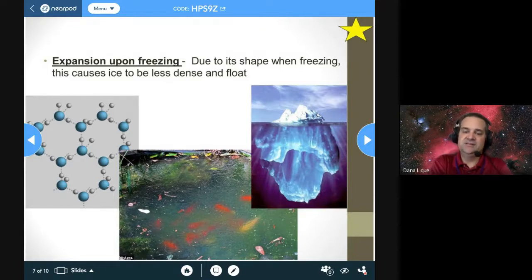And of course, this is important because it protects organisms living in the water, preventing them from freezing to death. So it has that layer on the top, and the whole thing doesn't just freeze over in one big chunk of ice.